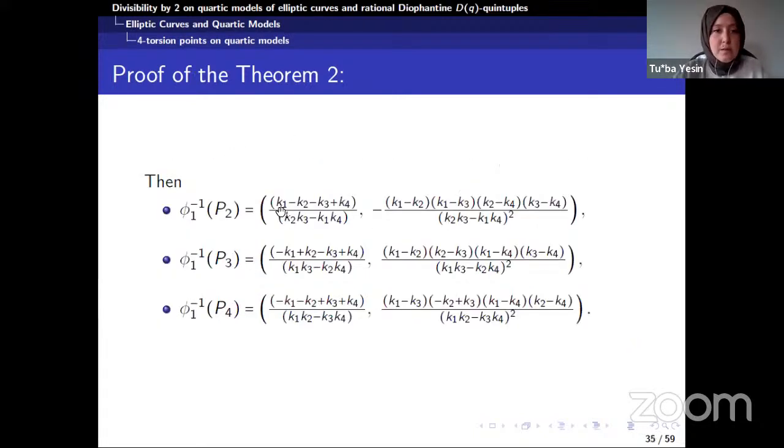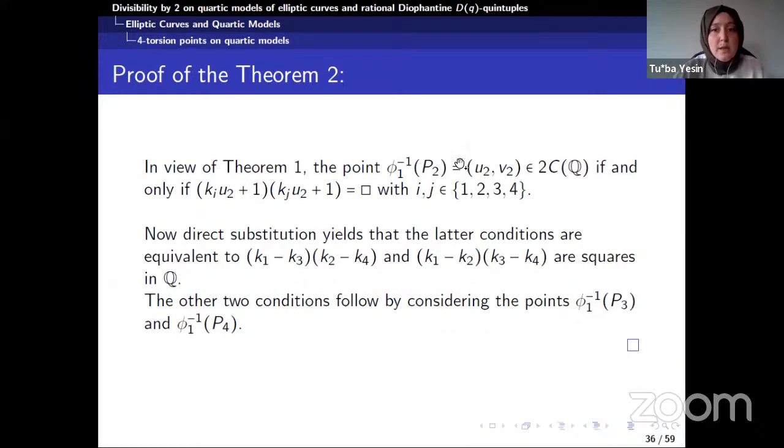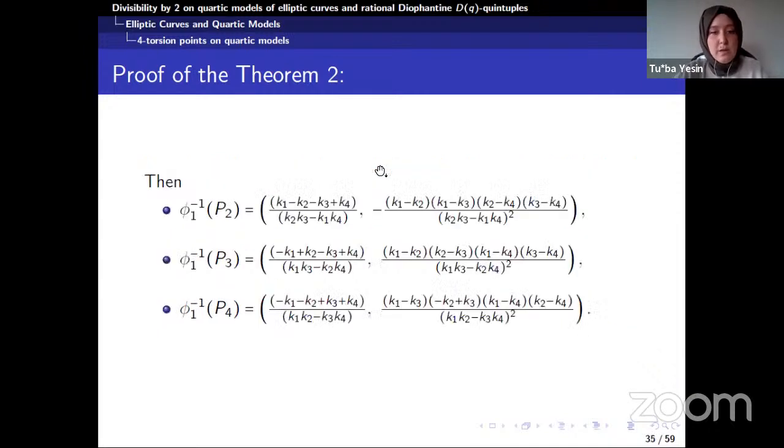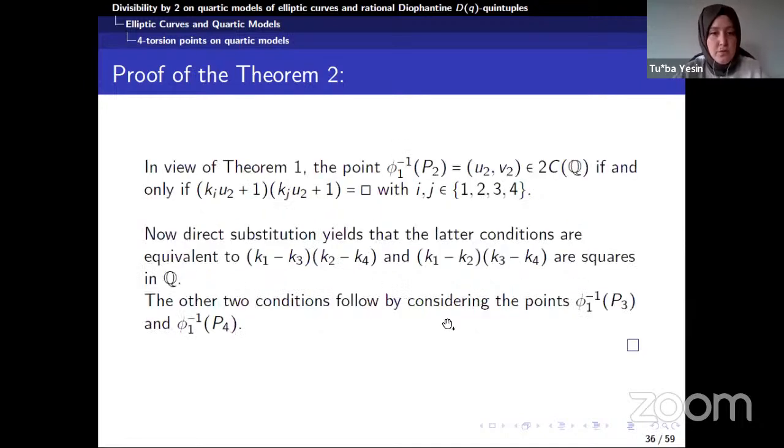So the x coordinate, let's consider this one. This is U2 and V2, which is here. This is a double point if and only if when you evaluate U2 for each, this product from the first condition must be square. So this one will give us the first condition actually. By using this point, we can get the first condition. Both of these products must be squares. So this point will give us the first condition. The other 2 points, P3 and P4, will give us the other 2 conditions.